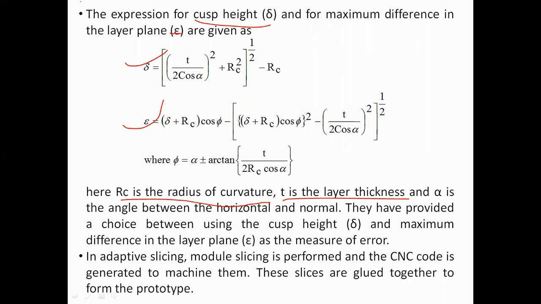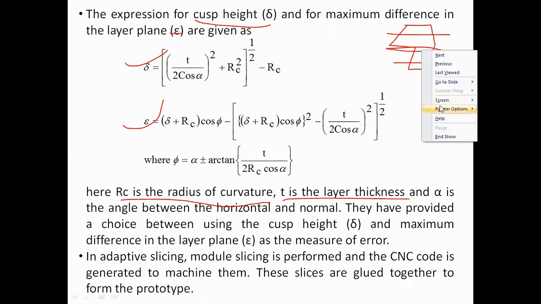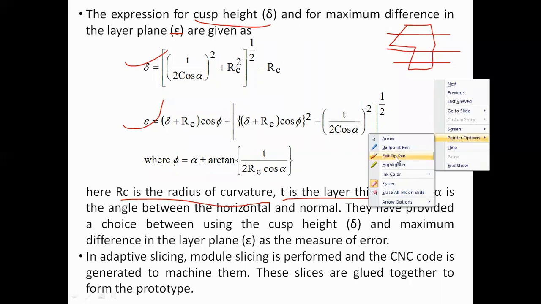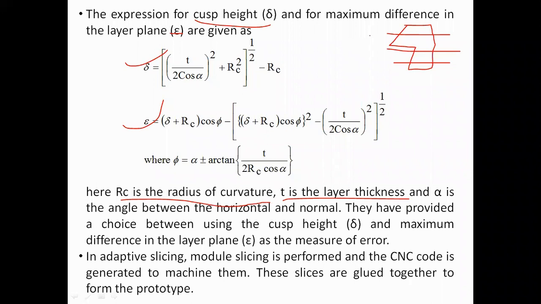Now, in adaptive slicing, they went even further into module slicing, and the CNC code generation was done for each of the module slicing. So what is module slicing? Module slicing is nothing but section-wise slicing. Suppose I have a part like this. Each section that I consider with respect to the layers is a specific module. That module was programmed separately.